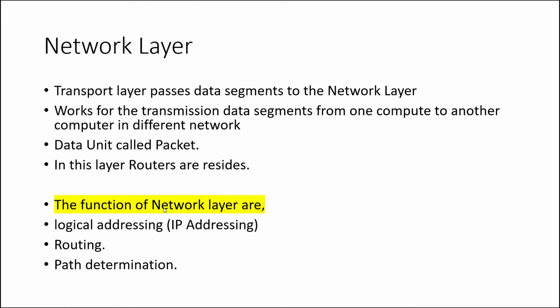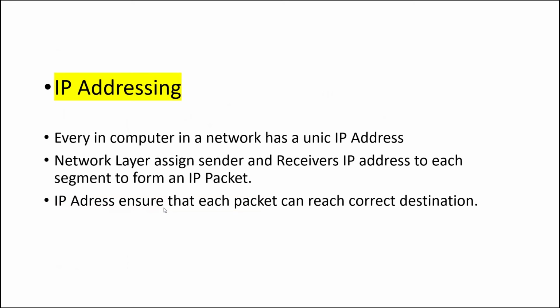Okay. The function of the network layer is logical addressing, IP addressing, because when we receive data from the transport layer, this data we call segments. Then this network layer adds source IP address and destination IP address. We call it IP addressing. The other function is routing and path determination.